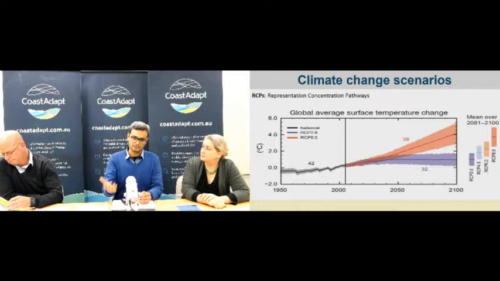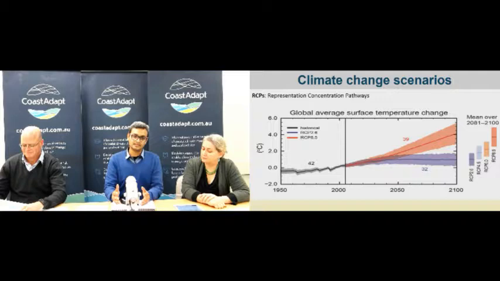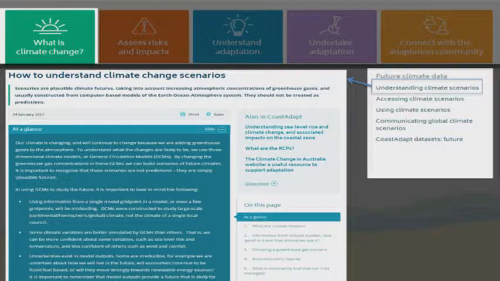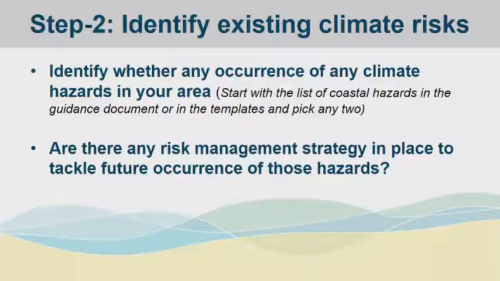The third driving factor for scenario selection is the criticality of your system. If your system is highly critical, you want to investigate a high emission scenario because you want to identify the worst case possible situations. And in CoastAdapt, we have a section called Future Climate Data, which provides a range of information about climate change scenarios, their access, use, and interpretation. So that's a very good source of information.